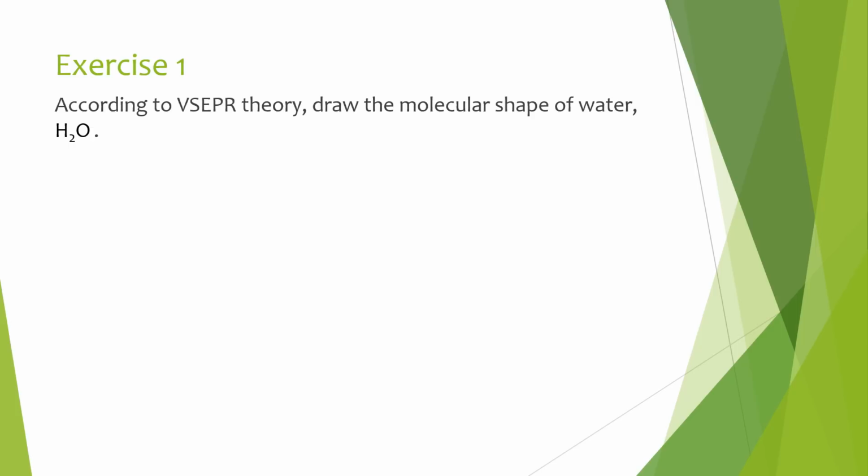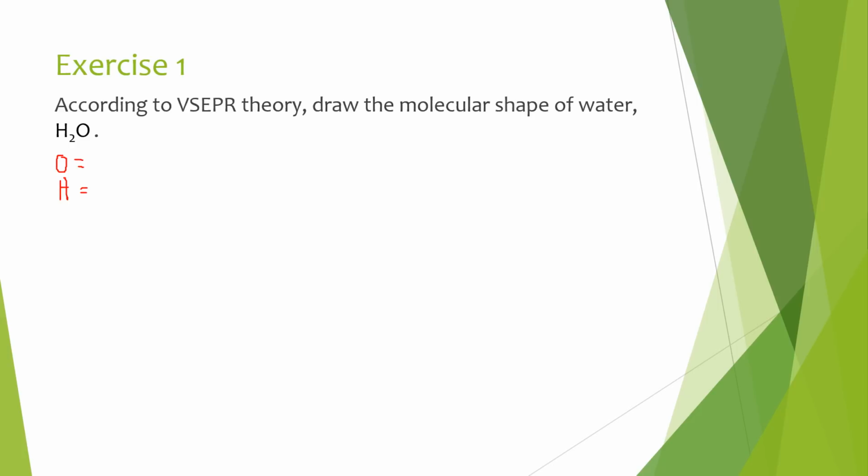Exercise 1. According to VSEPR theory, draw the molecular shape of water, H2O. So to determine the molecular shape of water, you need to draw the Lewis structure of water first. So how do we draw the Lewis structure? Based on the previous lesson, to draw the best Lewis structure of water, you need to list out all of the atoms inside the molecule, which is O and H.